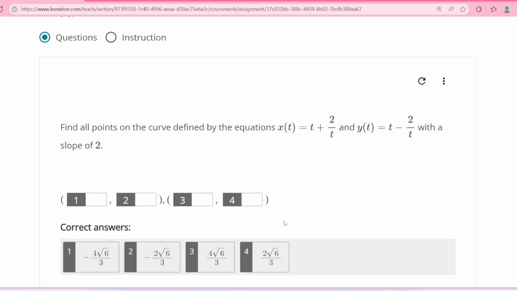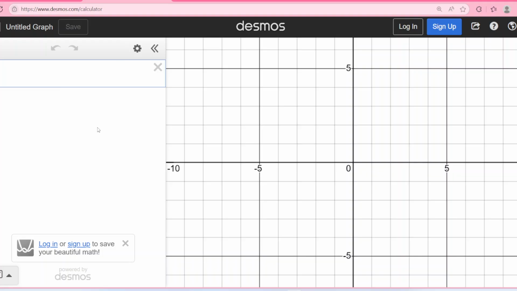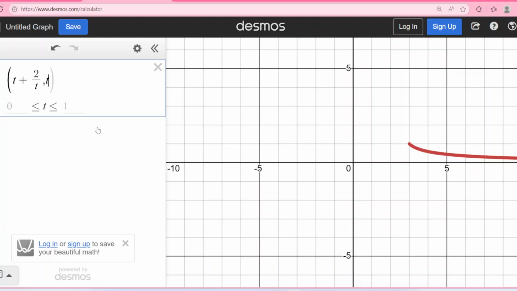I also like to, as often as I can, it's not always possible or easy to do, but as often as I can, I like to verify things visually. So desmos.com, free online graphing calculator. I'm going to enter the parametric equations for our curve. Now, to enter parametric equations in Desmos, you have to enter it as an ordered pair. So left parentheses, and then the x coordinate in terms of t was t plus 2 divided by t. Then comma, and the y coordinate in terms of t was t minus 2 divided by t.